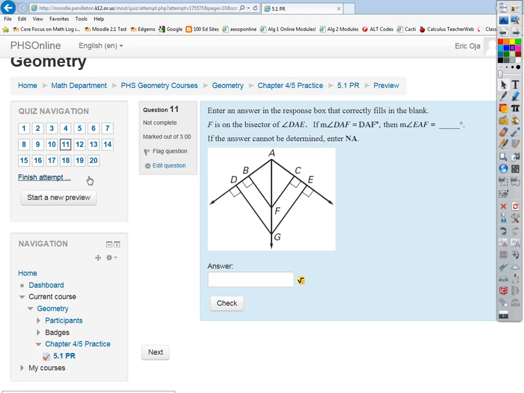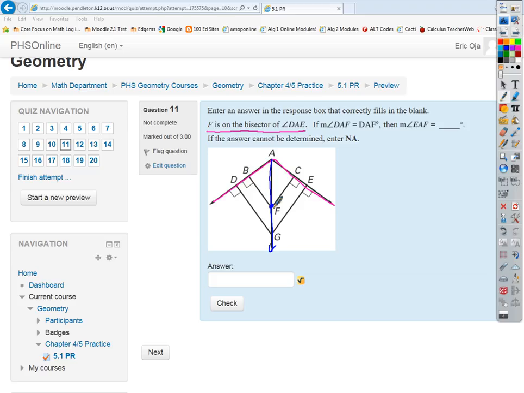Okay, so the key piece of information here relates to that discussion we just had. If F is on the bisector of angle DAE, so here's the angle DAE, right? So this is the bisector of that angle, and if F is on that, then we should know some stuff, right?